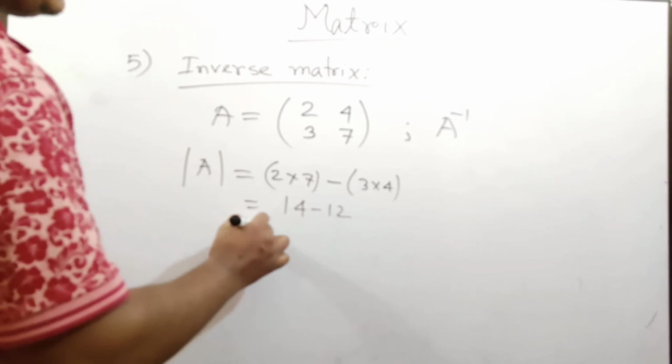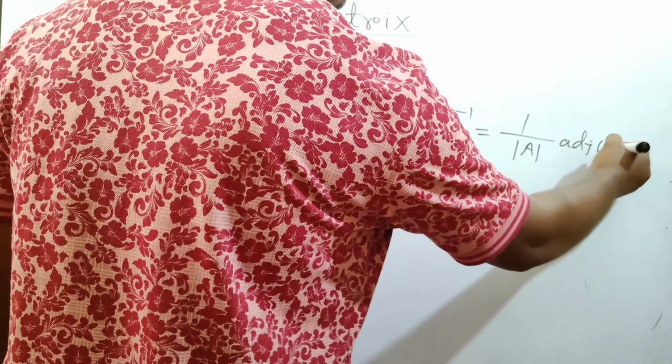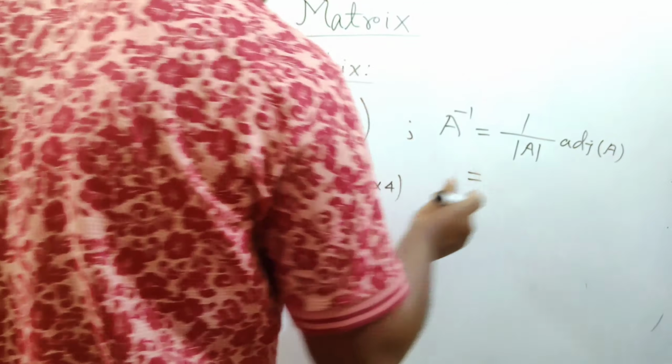Okay, so according to the formula, A inverse equals what? 1 by determinant of A and then adjoint of A. We already found the determinant, that is 2, so 1 by 2. And what is the adjoint? I told you to use this trick. You just exchange the first diagonal elements, so here it should be 7 and this should be 2, and then change the sign of the second diagonal elements, that is it should be negative 4 and it should be negative 3.